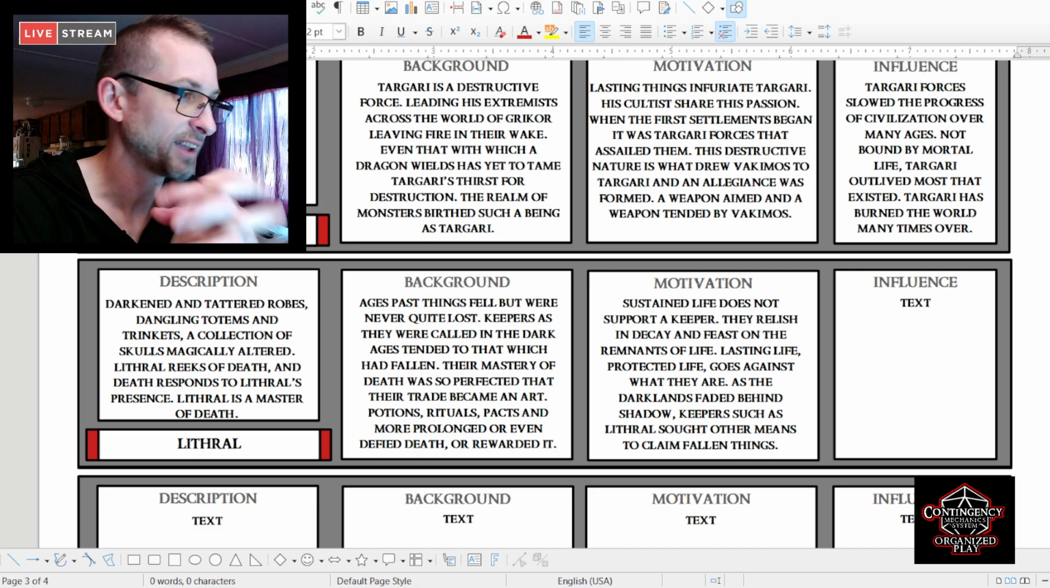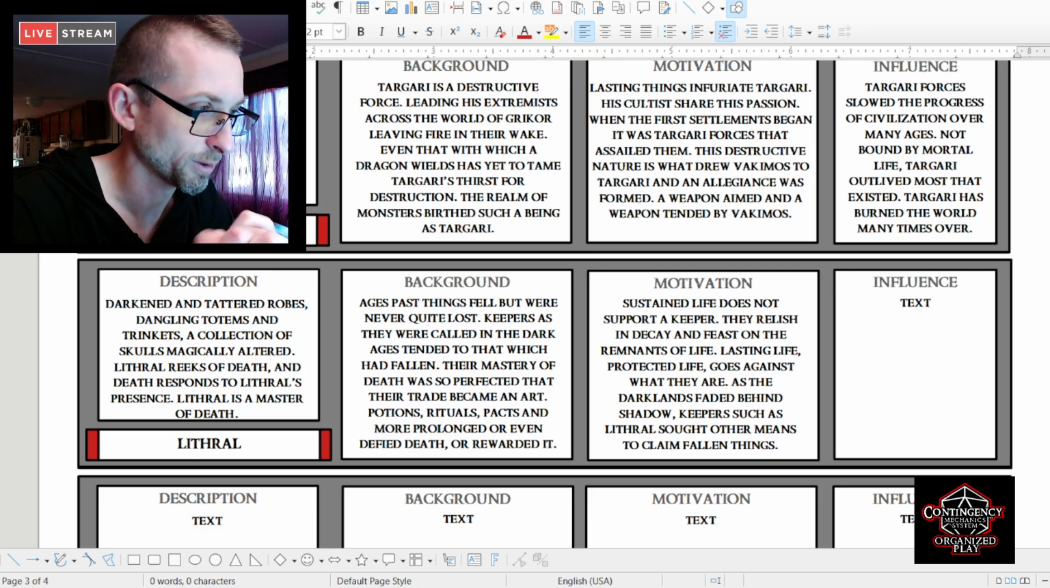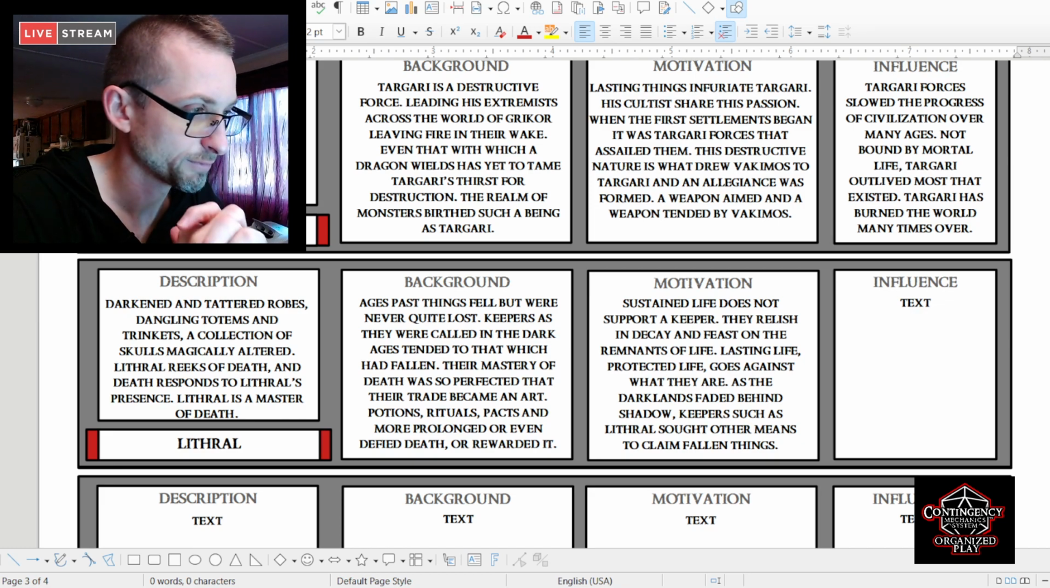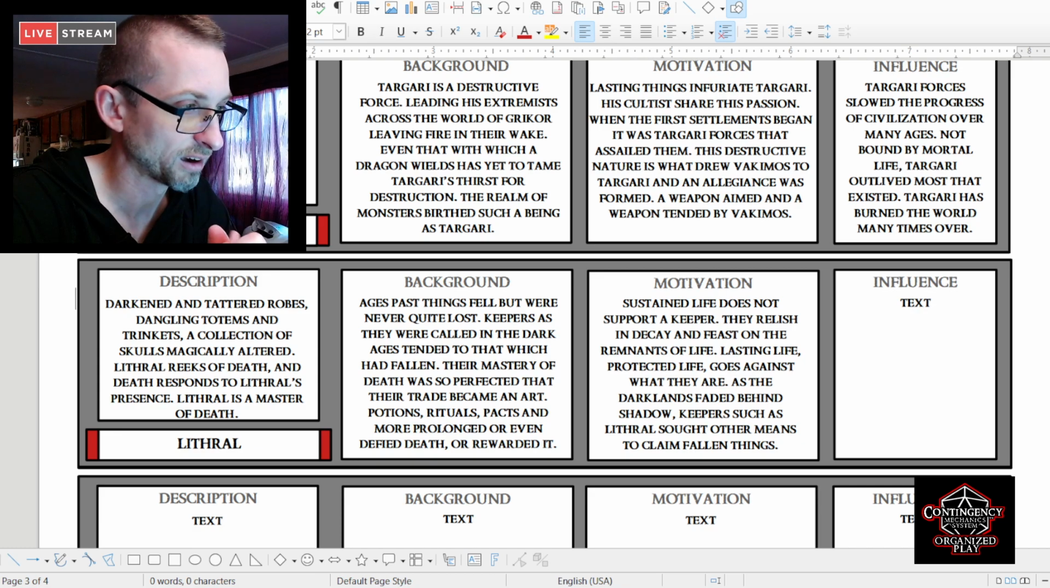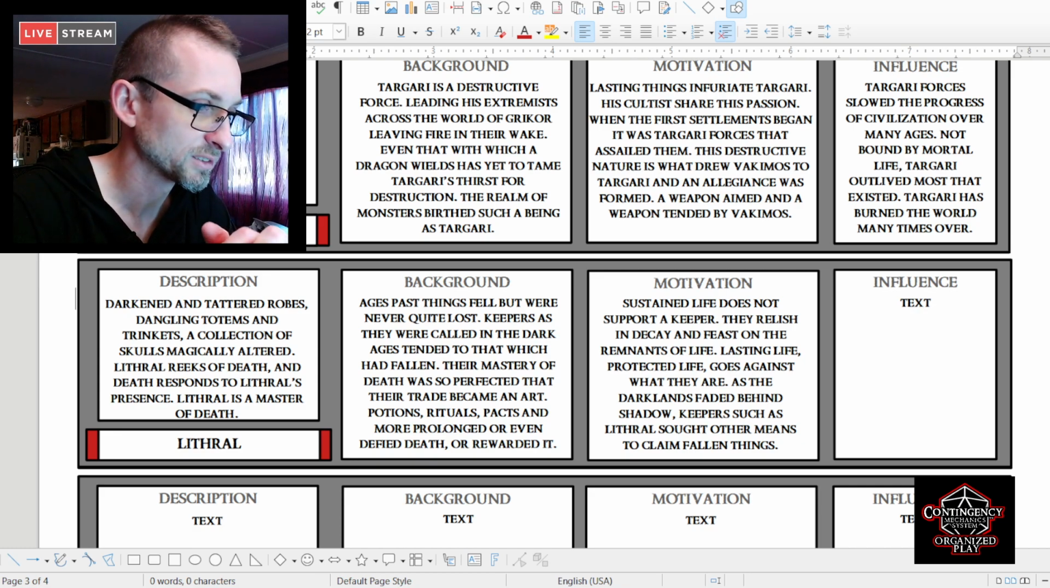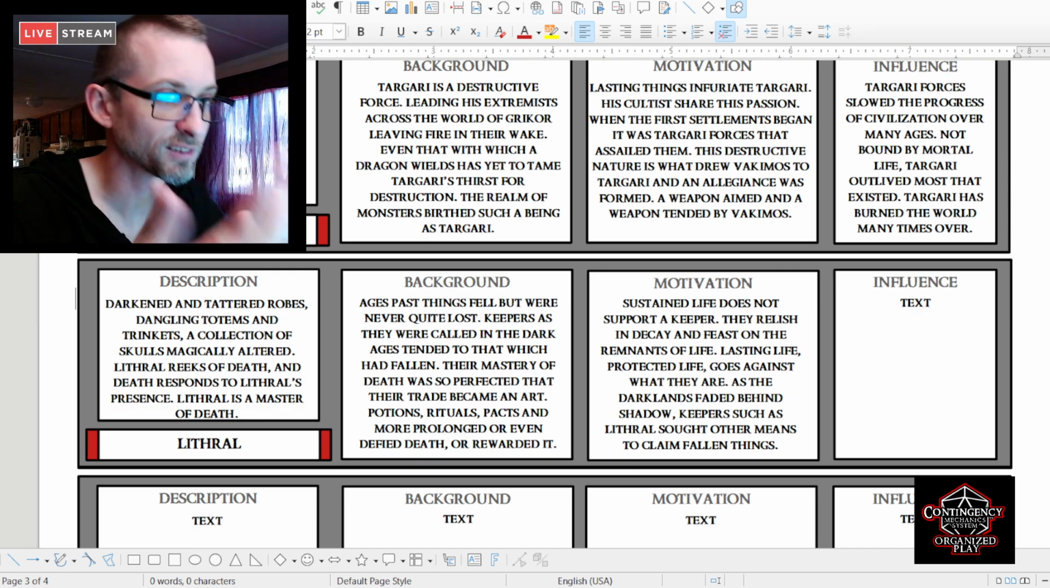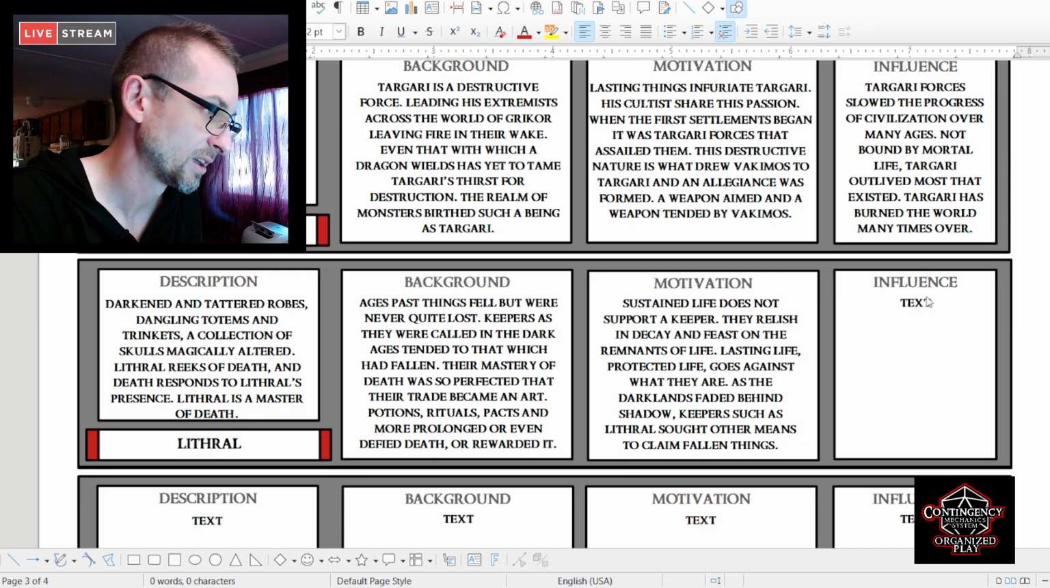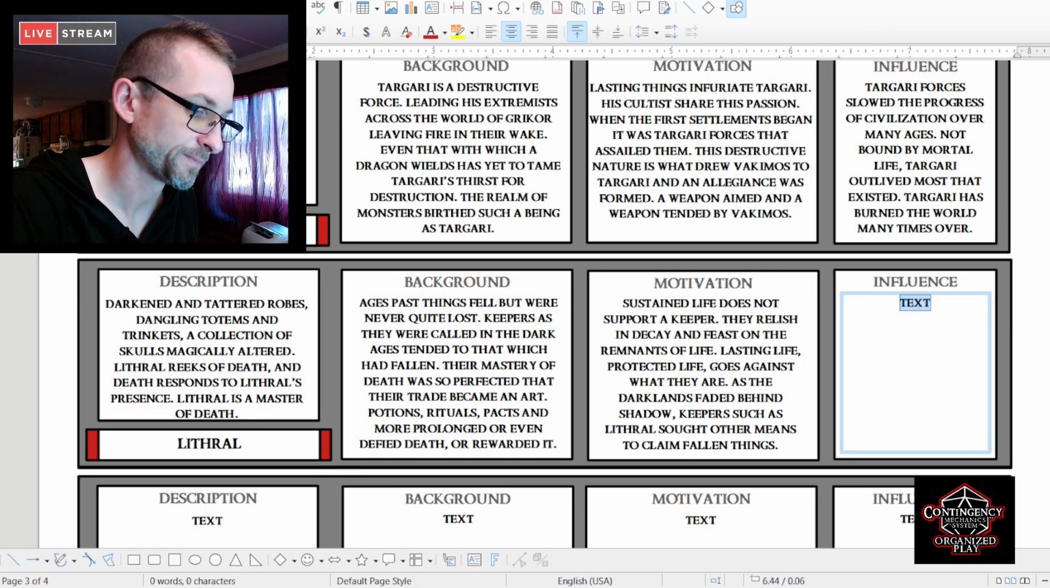So I said, sustained life does not support a keeper. They relish in decay and feast on the remnants of life. Lasting life, protected life, goes against what they are. As the Darklands faded behind the shadow, keepers, such as Lithrum, sought other means to claim fallen things. Right? It's what they do. So, influence.